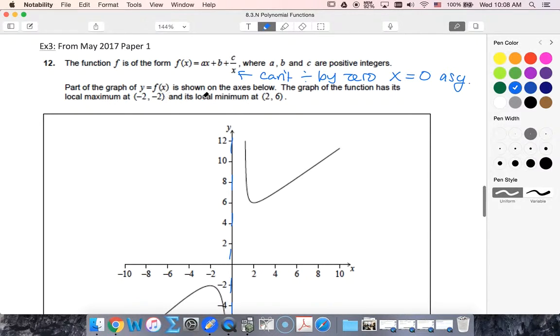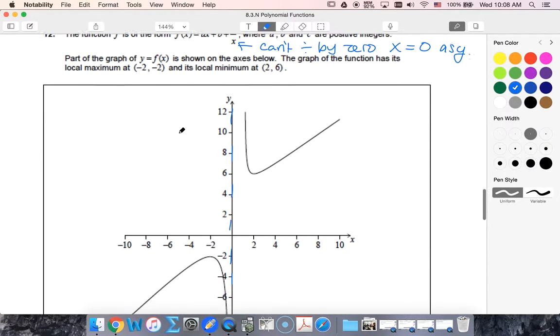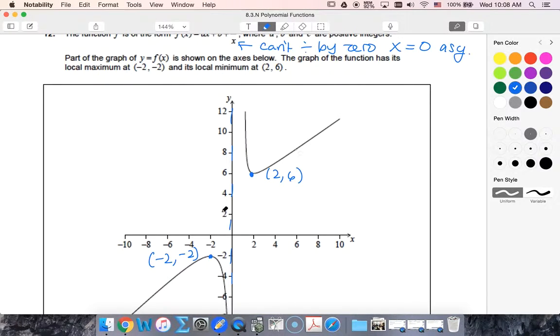Let's keep reading. Part of the function is shown. Local maximum at -2, -2. So this point here must be -2, -2. Local minimum at 2, 6. So it's telling me the exact coordinates of those points. And that one was -2, -2. All right. We see there's no graph in between.